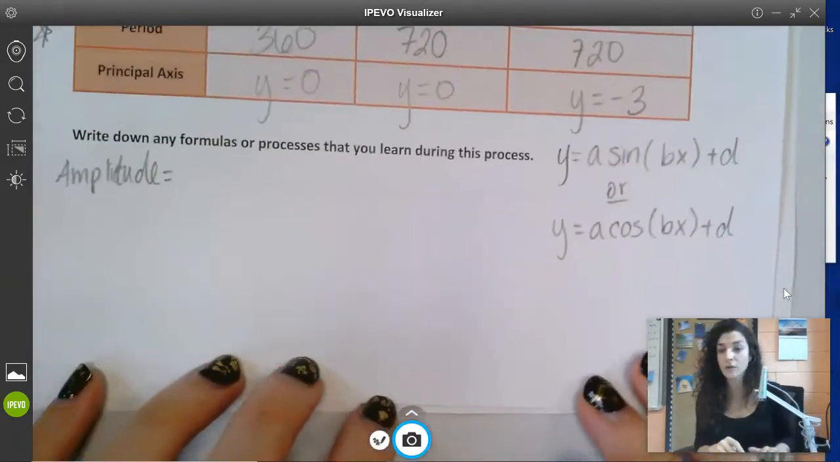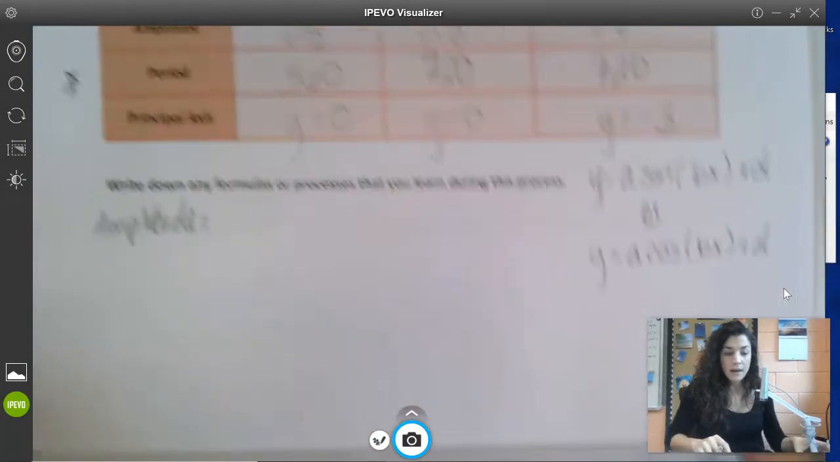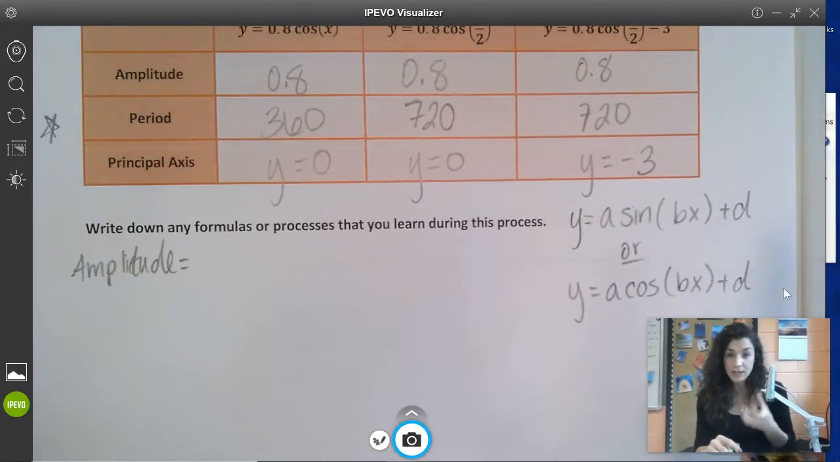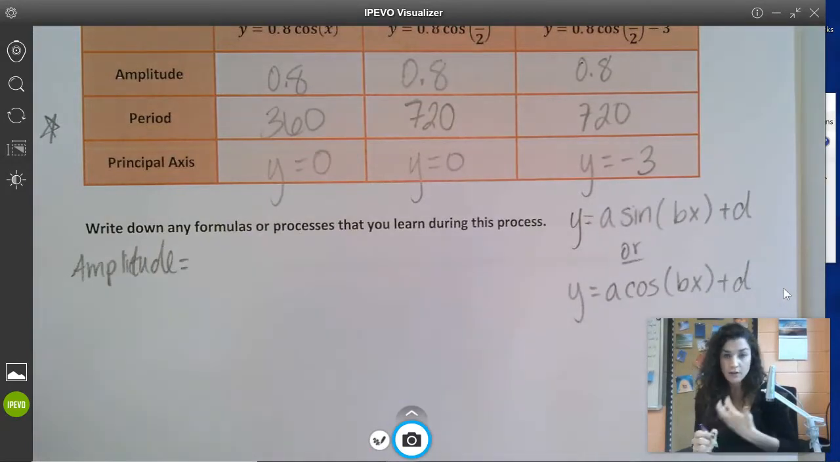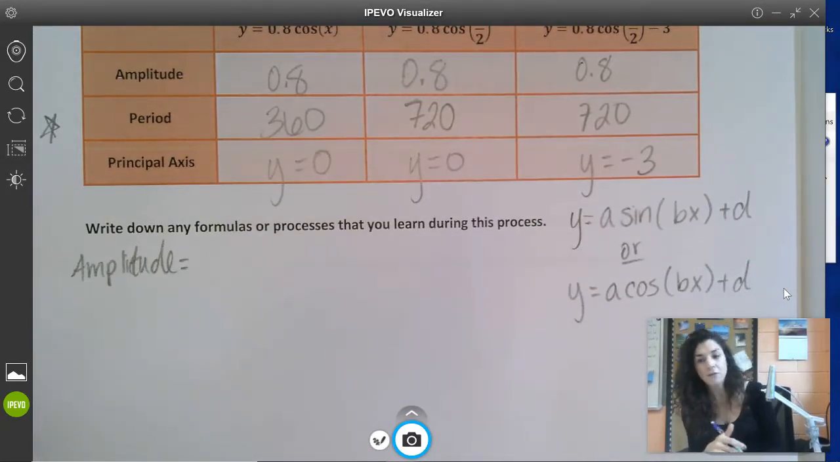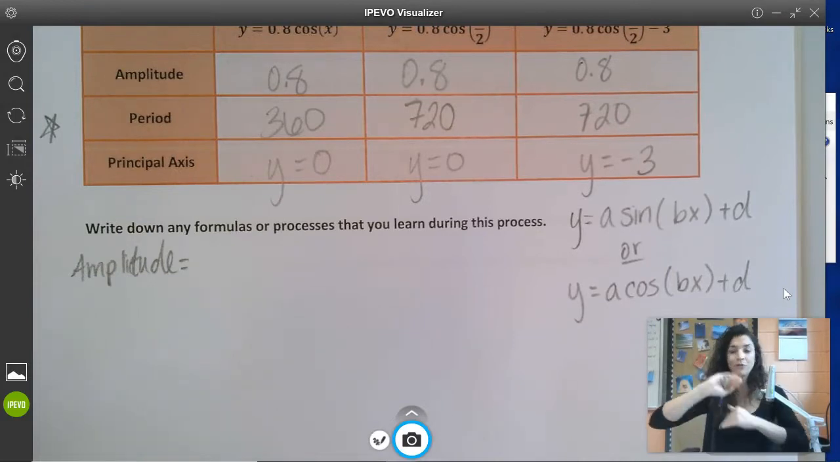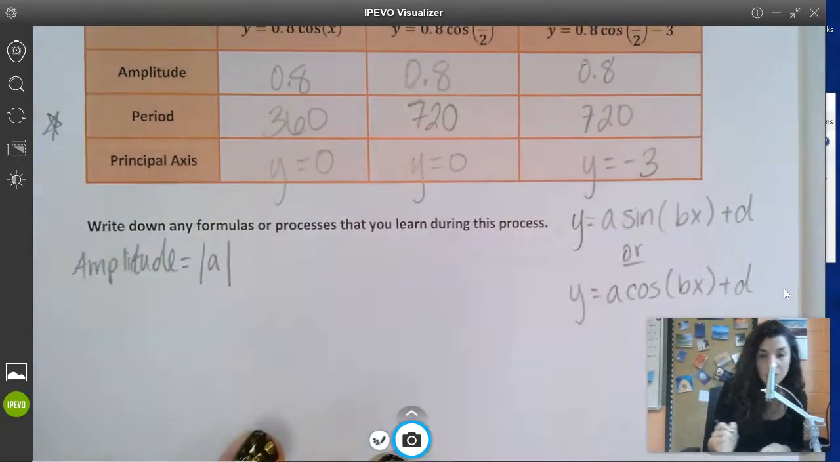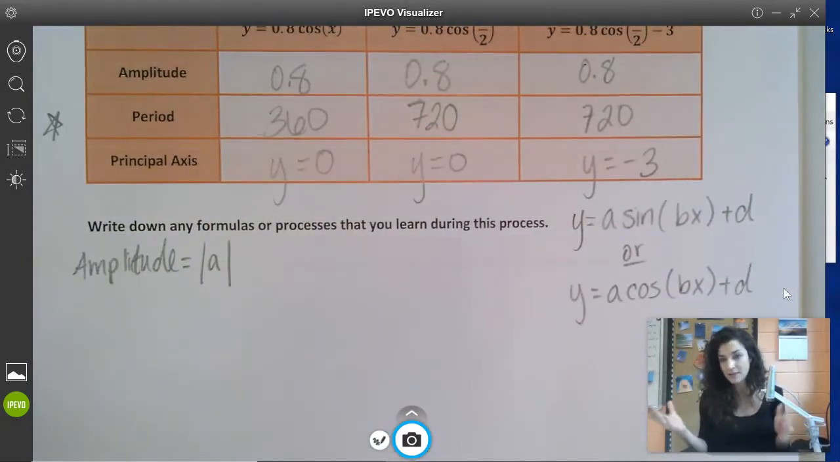Or cosine. We only do sine or cosine in this class. A will always be your amplitude. The number in front of either sine or cosine will always be your amplitude. Remember that amplitude is a distance, so it can't be negative. So if it was -3, it would flip the graph, but it would still be a distance of 3 for your amplitude. So I'm going to do the absolute value of A because it should just be positive, whatever it is.